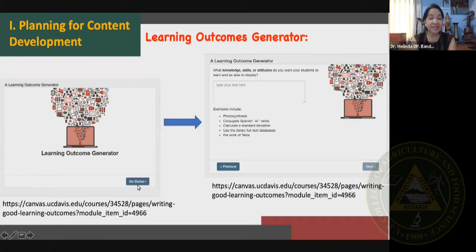So in here, this is the site that we can consider. So it says here, get started. You can also try this. I have tried it myself. And then when you click the get started, dadalhin ka rito. So may sample dito. So what knowledge, skills, or attitudes do you want your students to learn and be able to display? Nakalagay dito, natutunan nila at kaya nilang ipakita na natutunan nila. So these are just some examples here: photosynthesis, for instance, conjugate Spanish with the ER verbs, calculate a standard deviation. So you can put your own there.